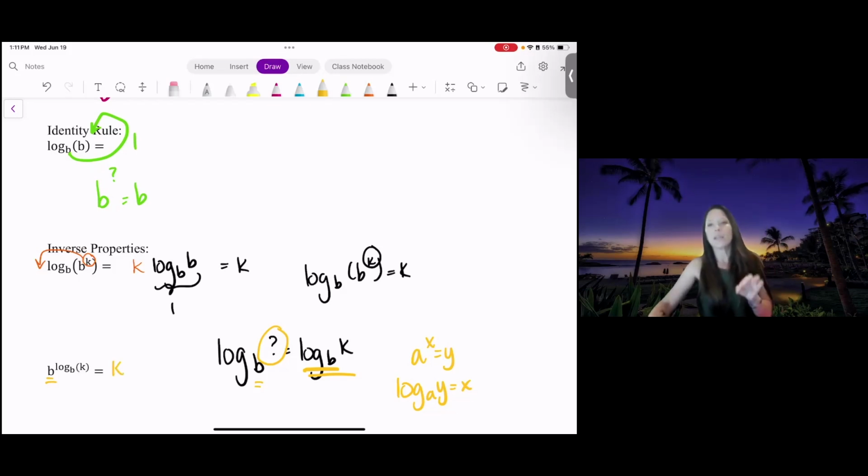That means that log base b of b to the k is k, and b to the log base b of k is k. These two operations are undoing each other. That's why they're called inverse properties.